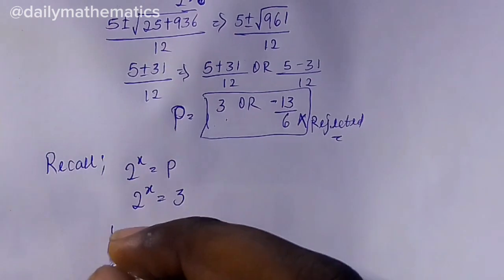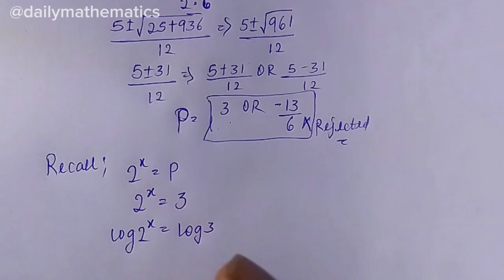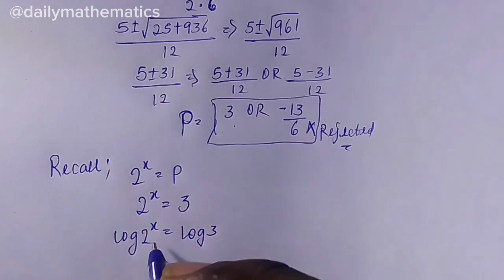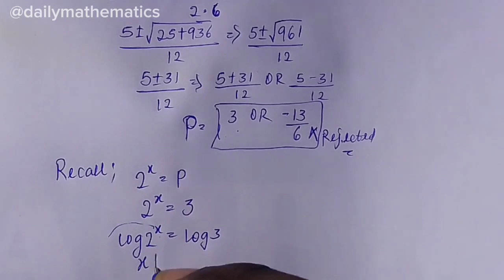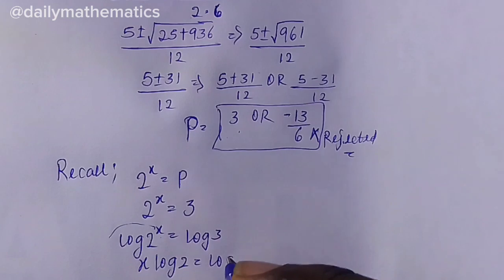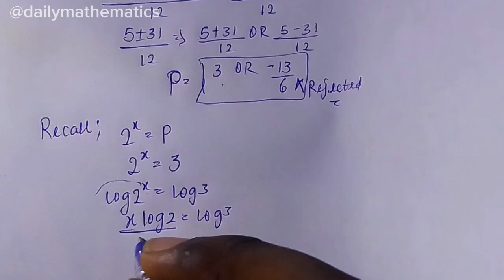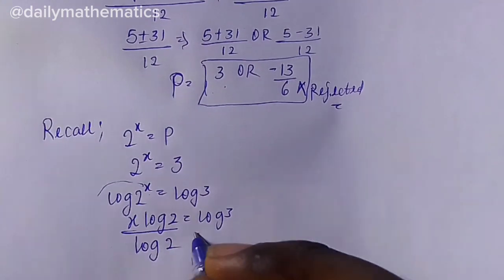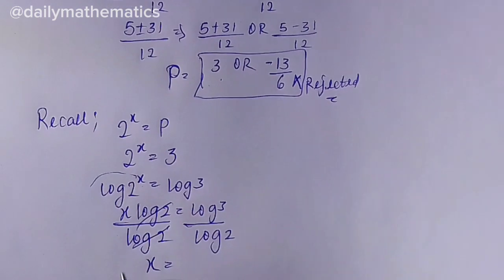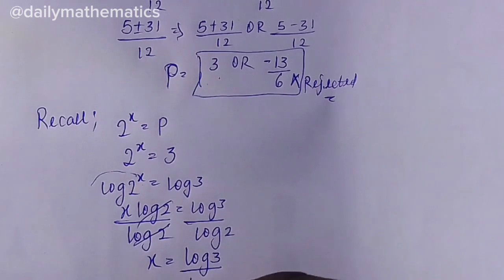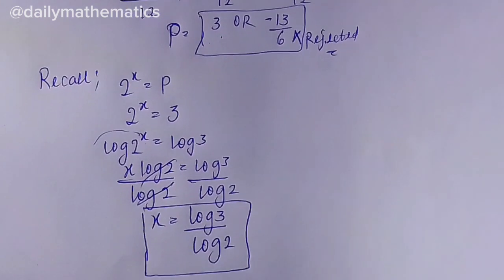So we say log 2 raised to the power of x equals log 3, natural log of both sides. All right, so what do we do when we have log here? The power crosses over to this place, so we have x log 2 equals log 3. So how do we find the value of x? By getting rid of the log 2, by dividing both sides by log 2. So log 2 cancels log 2. We have x equals log 3 over log 2. So this gives us the value for x in logarithm.